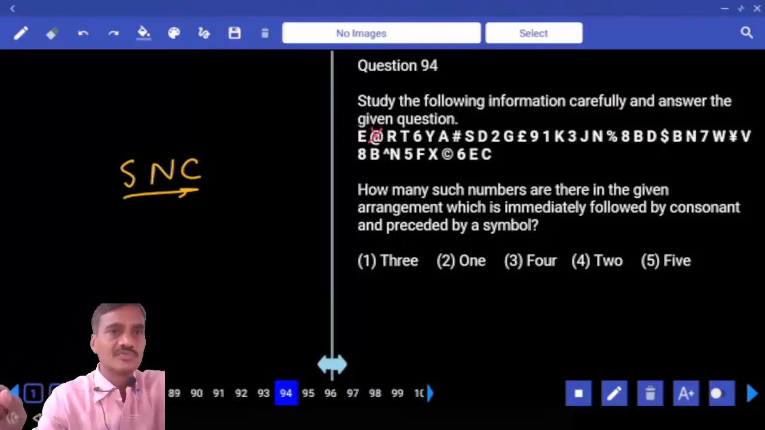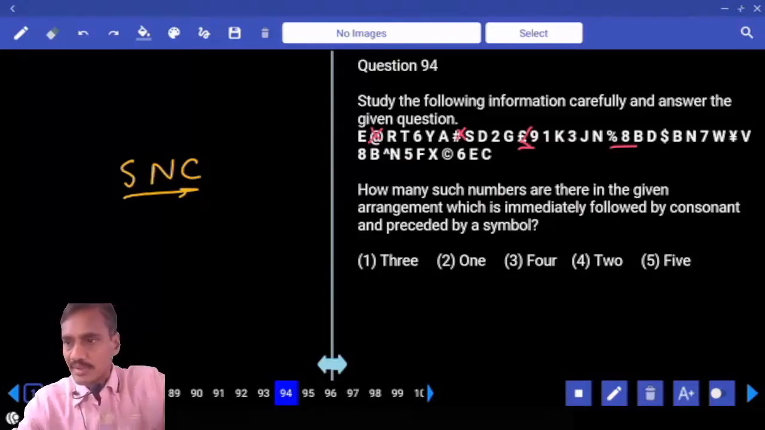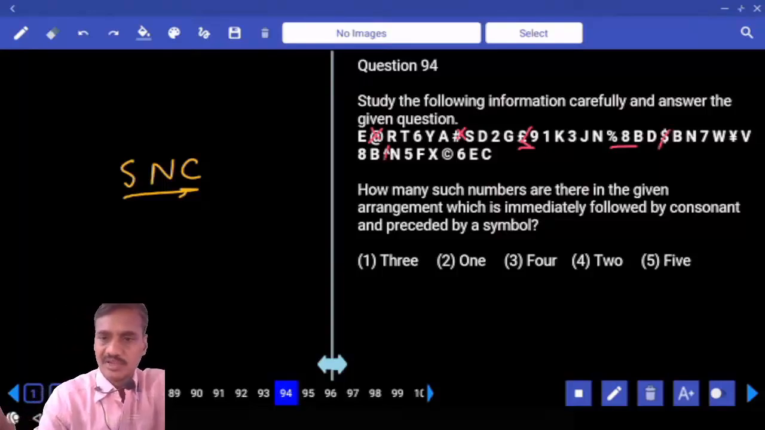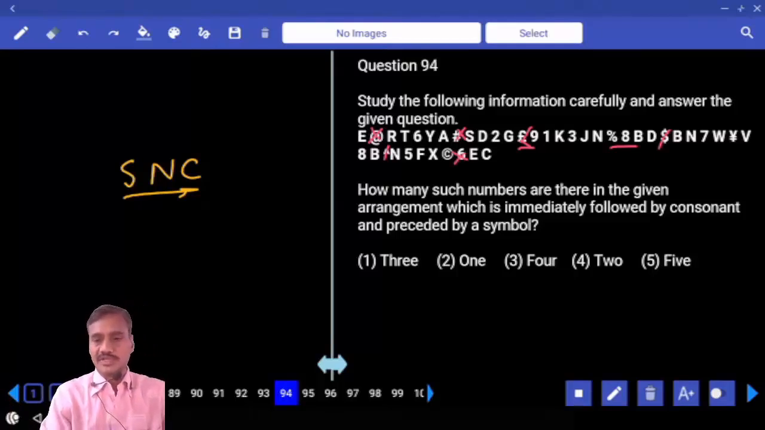Now this symbol is not followed by a number. Symbol, number but not consonant. అంతే కదా? And next one, symbol, number, yes, consonant. Symbol not followed by number. Symbol, number but followed by a vowel. And so many we have, there is only one of such type. That is the choice for question number 94.